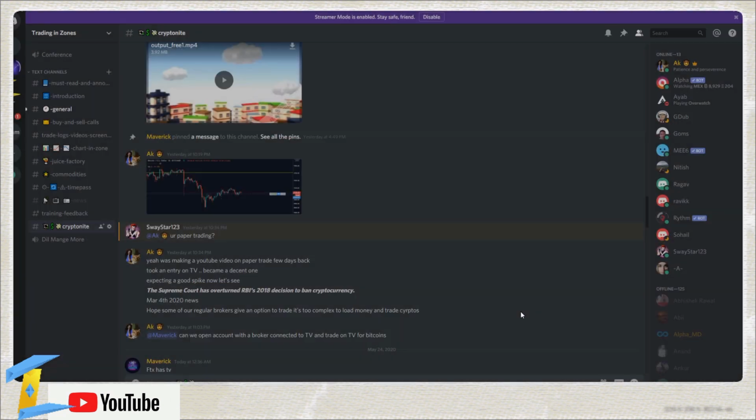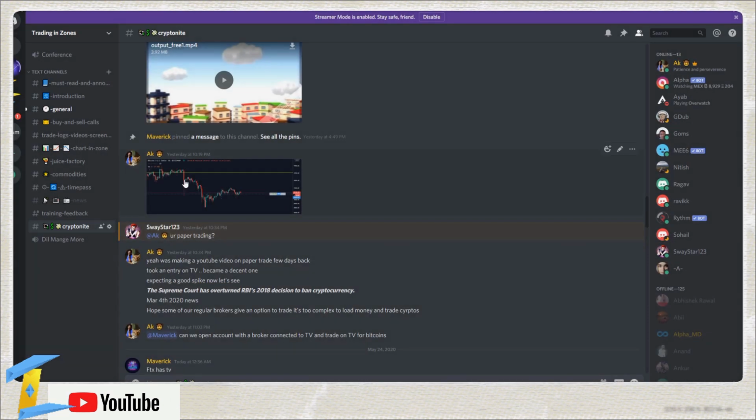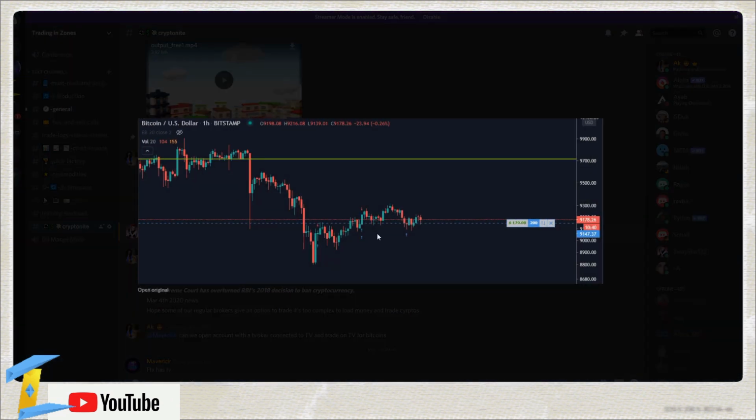All right, and you can see my message right after this chart, expecting a good spike. Let's see. The reason why I'm saying that is because I'm thinking that this is going to test the high and it is going to hold this bottom, which is a support which has formed right over here. Let me quickly draw a line on this particular chart on the screen. If you see, roughly somewhere over here, it's holding.